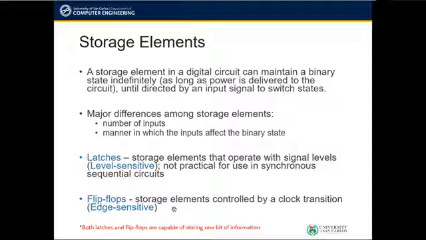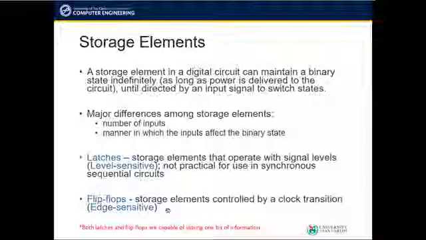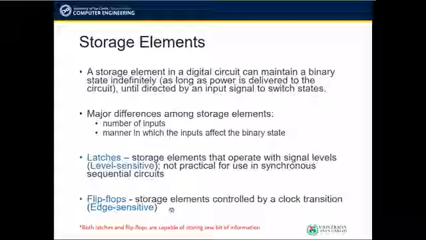Flip-flops are storage elements controlled by a clock transition. This means that they are edge sensitive. Take note as well of the term edge sensitive, as we will explain it further in a while. Remember that as storage elements or memory elements, both latches and flip-flops are capable of storing one bit of information given by its output value or state.